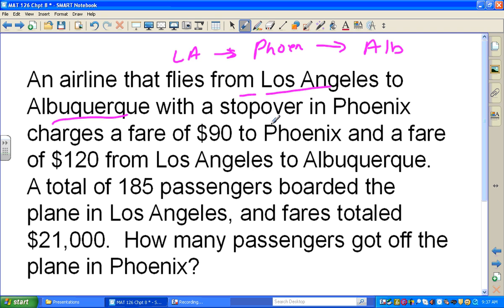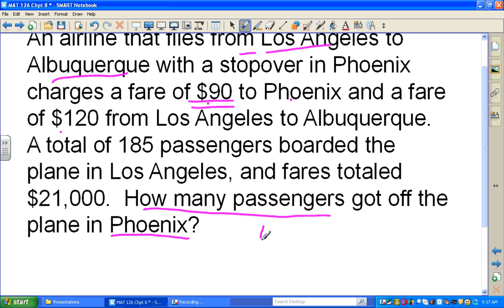LA to Albuquerque, stopover Phoenix, $90. Let's read the question first. How many passengers got off the plane in Phoenix? All right. That's pretty easy. How many passengers did we lose? Fare from, okay, charges a fare of $90 to Phoenix. And a fare of $120 from LA to Albuquerque. All right. We can do this.